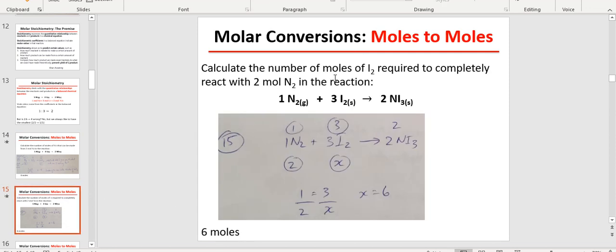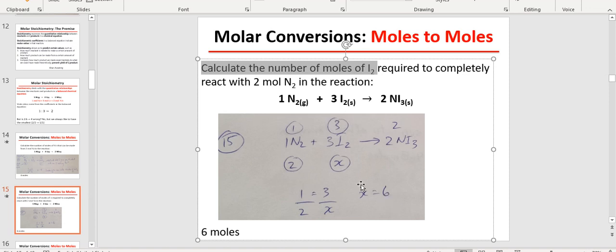Calculate the number of moles of I2 required to completely react with 2 moles of nitrogen. So again, here I've given you the exact same chemical equation. What are you going to do? 1, 3, 2. All right. What information am I looking for? Calculate the number of moles of iodine. So X required to completely react with 2 moles of nitrogen. We'll put it 2. And look, I circle my boxes. I circle my numbers. I create my box. X is equal to 6.